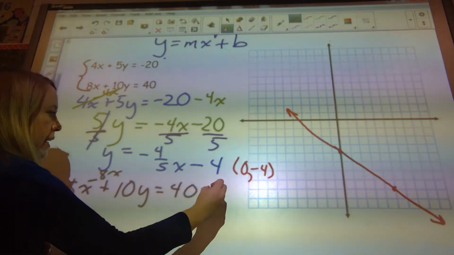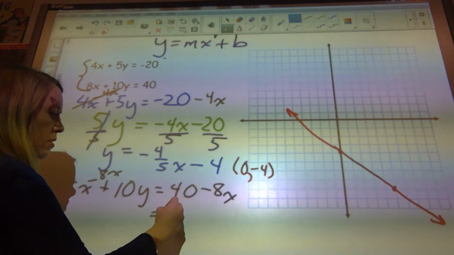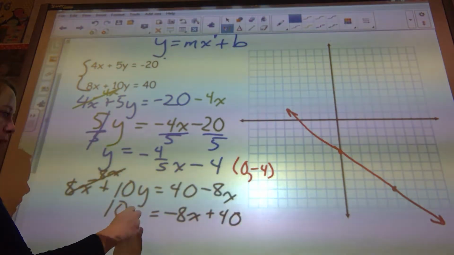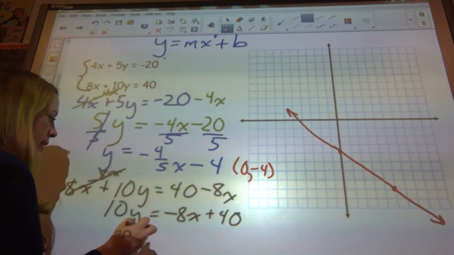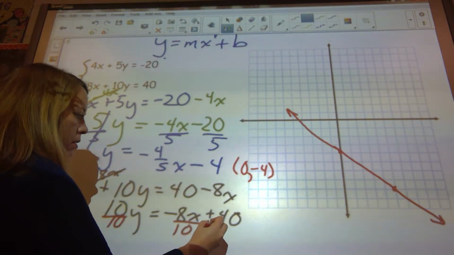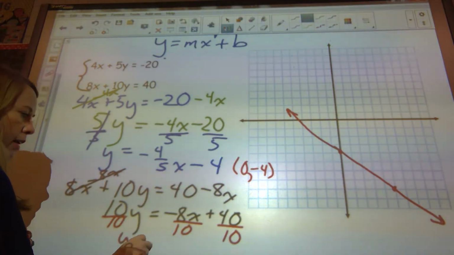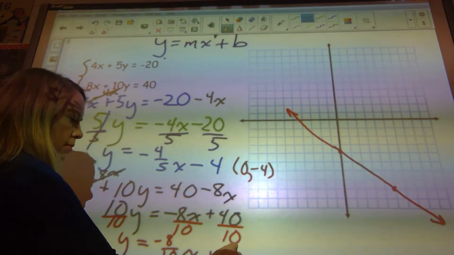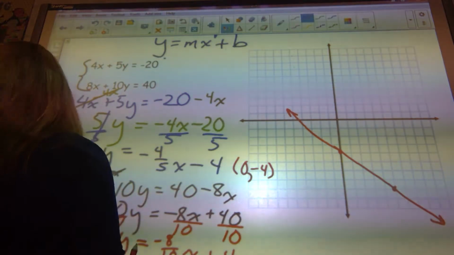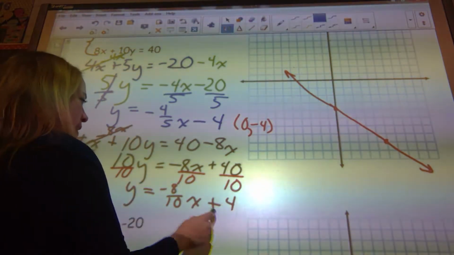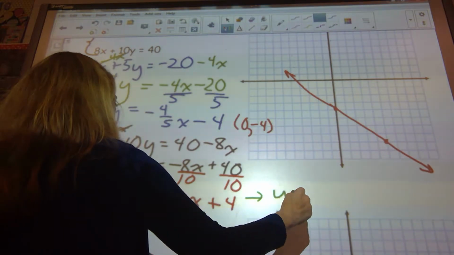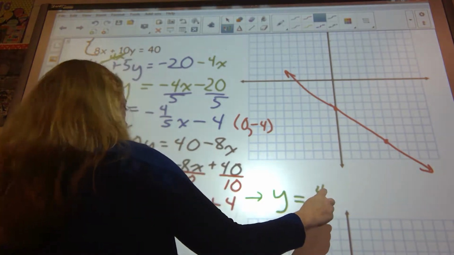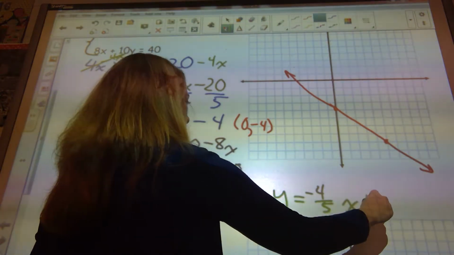So I'm subtracting 8x from both sides. I'm going to move this in front. Okay, now over here I've got 10y. I'm still not done. Now I have to divide everything by 10. So now I've got y equals negative 8 over 10x plus 4, which can be simplified, right? If I simplify this, I'm going to get y equals, what can we simplify this to? Negative 4/5 x plus 4.